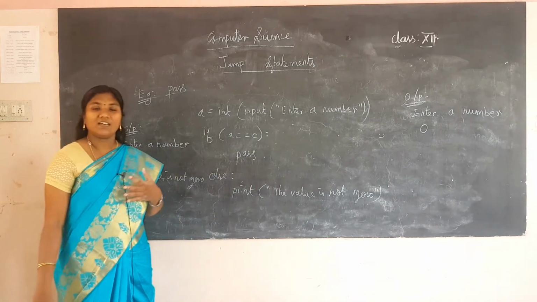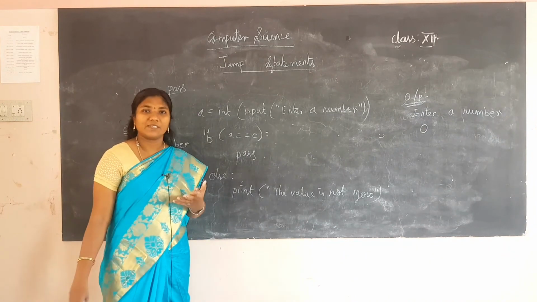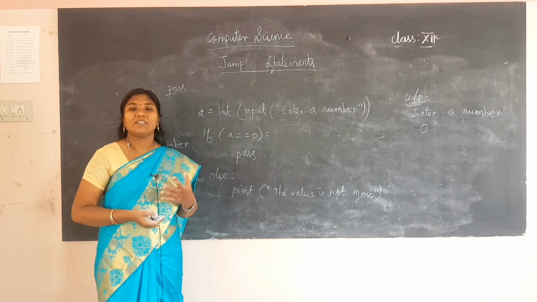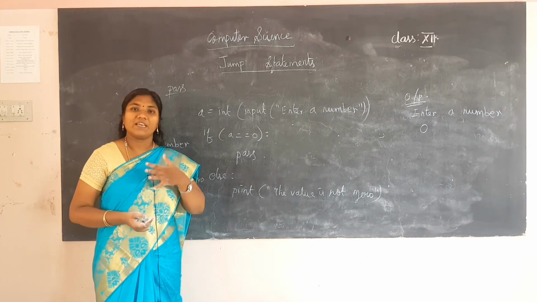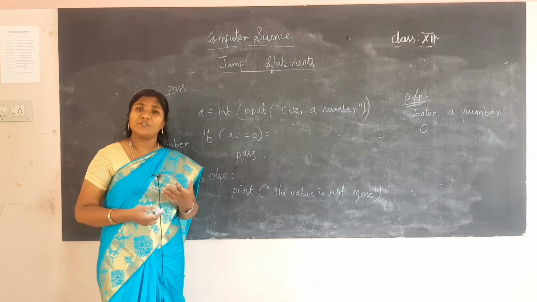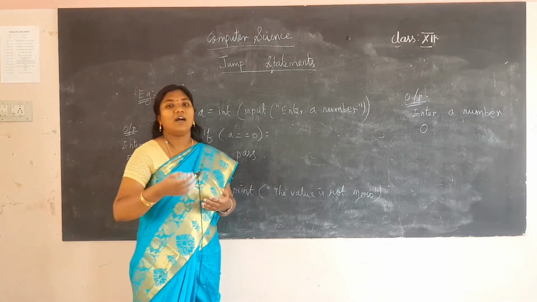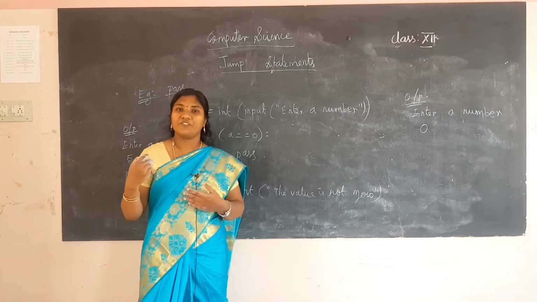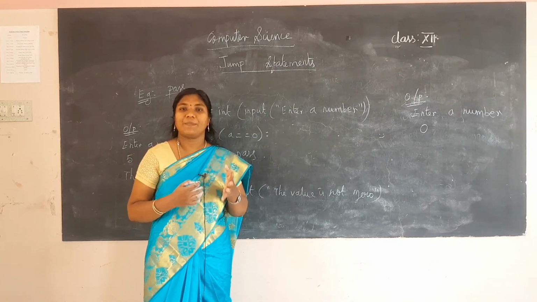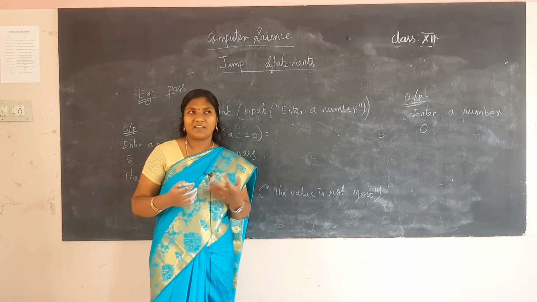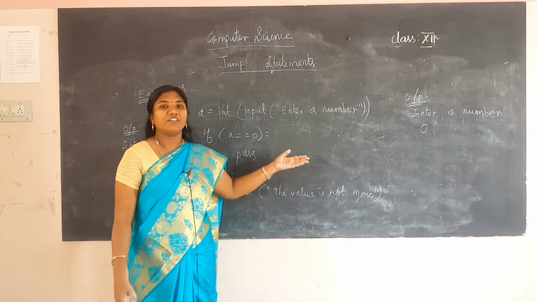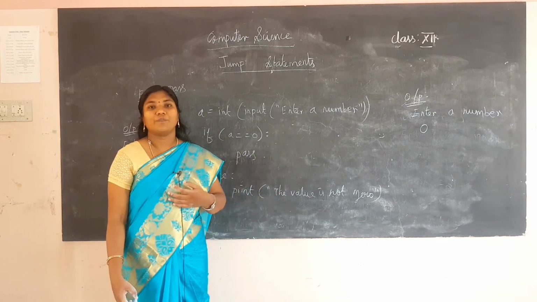So we have seen the jump statements. What are all the jump statements in Python? Break, continue and pass. The break statement is used to stop the execution of the body of the loop, and the continue statement is used to continue the execution process of a statement block. And the pass statement is called the null statement, it just gives a pass, it does not do any work. That is the meaning of the pass statement. So be clear with this.